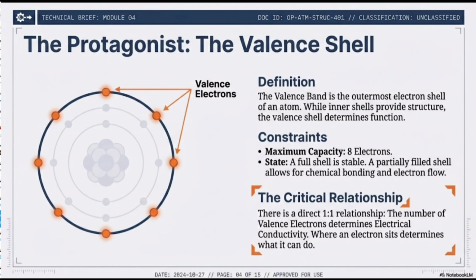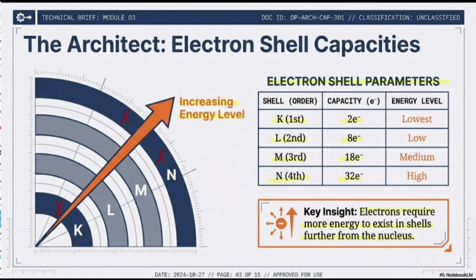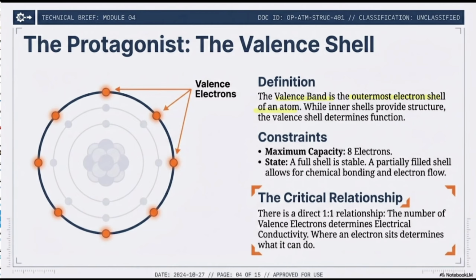So let's talk about the valence shell, because we talked about it: the valence shell is the part by which we can distinguish different kinds of material. The definition is over here. The valence band is the outermost electron shell of an atom. It means we are talking about the final layer, which is N at this point. While inner shells provide structure, the valence shell determines function. As I just told you, based on the function of the electrons, based on the numbers, we are going to categorize them.